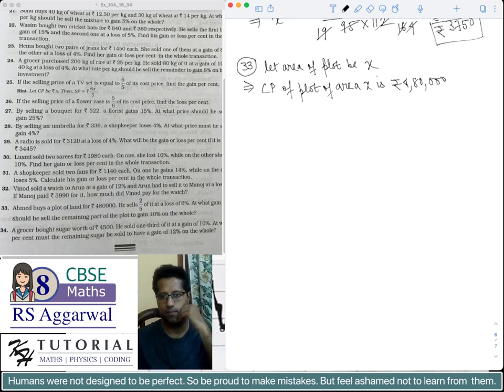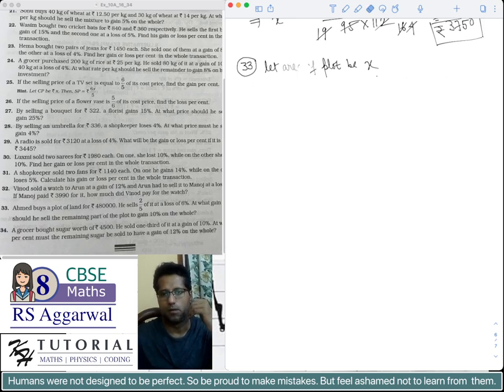So let's assume, let the area of plot be x square feet. Area of the plot be x square feet.